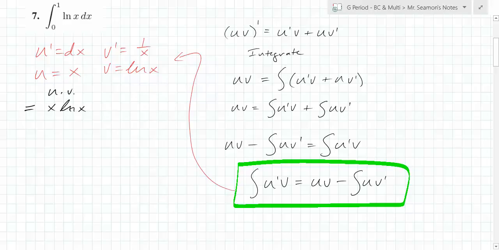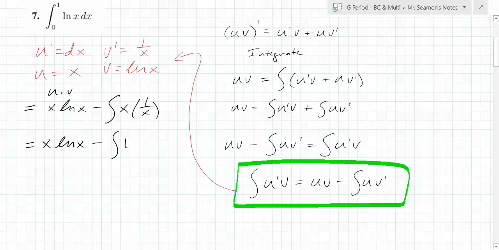Are you with me so far? And what are we subtracting? The integral of what? U, which is x, times v prime, which is what? 1 over x. Are you with me so far? So what do we have here? X ln x minus the integral of what? 1, and we're integrating with respect to x.